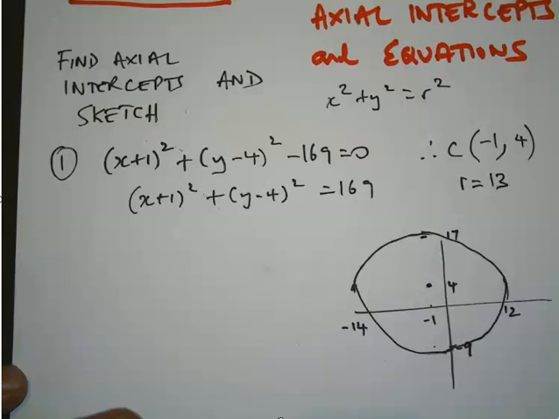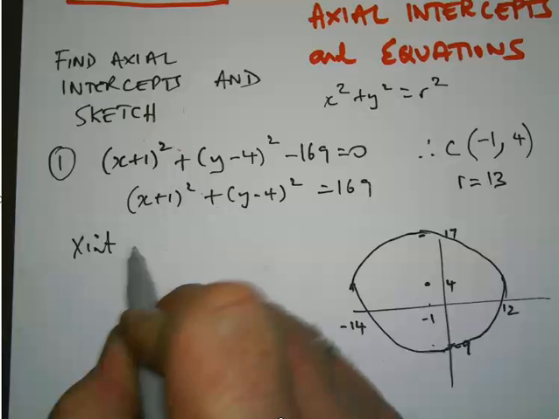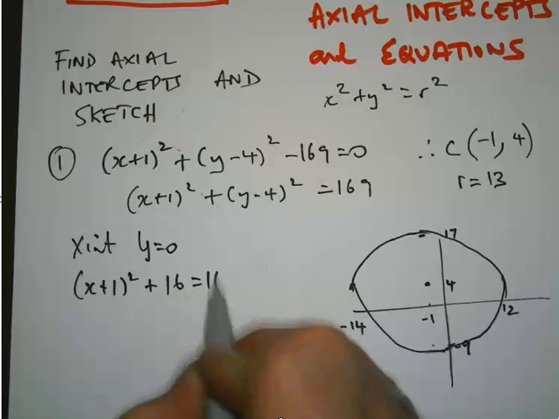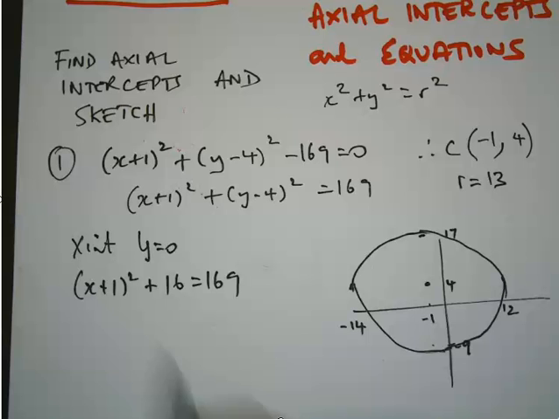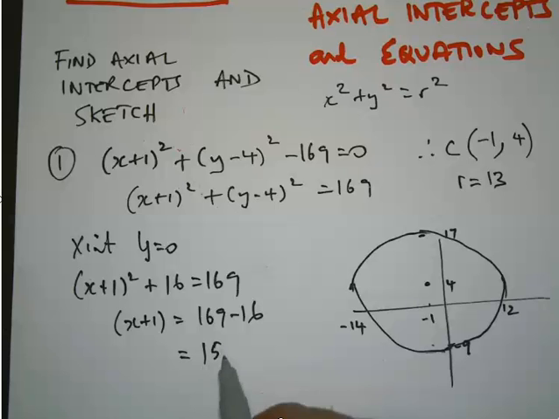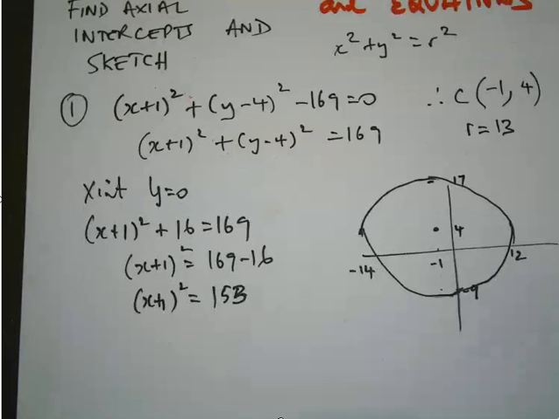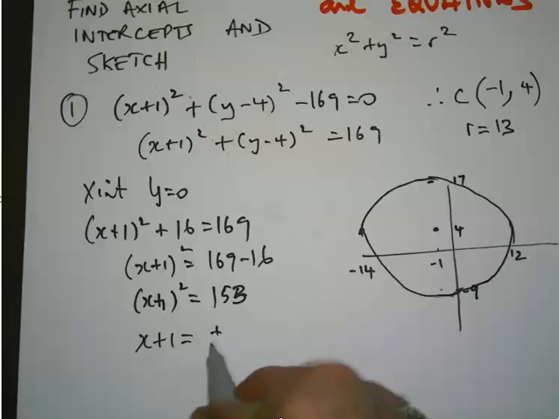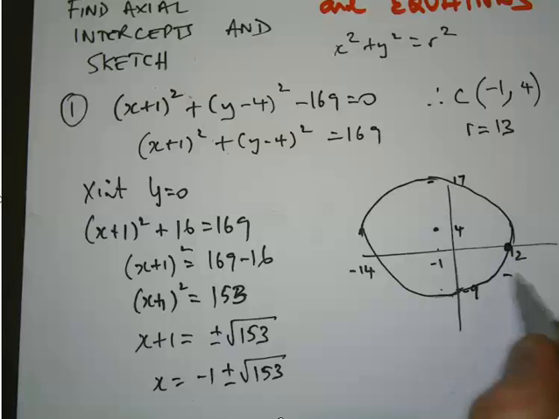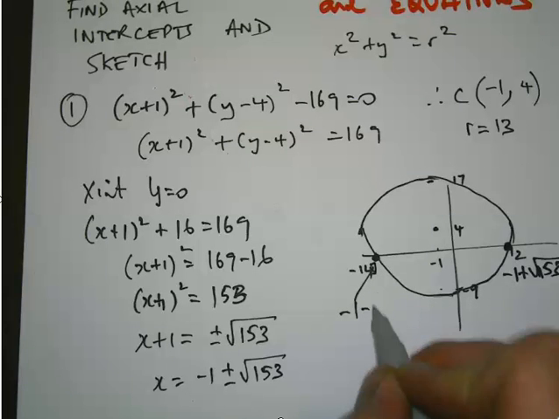Okay, how do I find the x and y intercepts? For the x-intercept, let y equal 0. So (x + 1)² + 16 = 169, because (0 − 4)² is positive 16. (x + 1)² = 169 − 16, which equals 153. Take the square root of both sides. x + 1 = ±√153. Therefore, x = −1 ± √153. So the coordinate there is −1 + √153, and the x-coordinate there is −1 − √153.